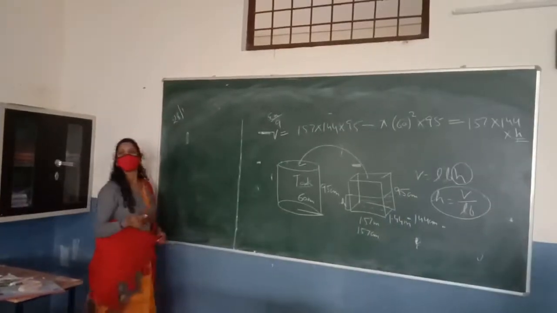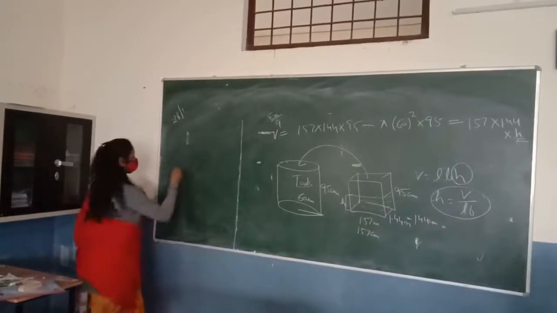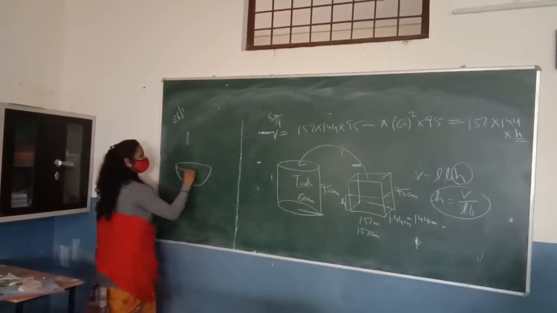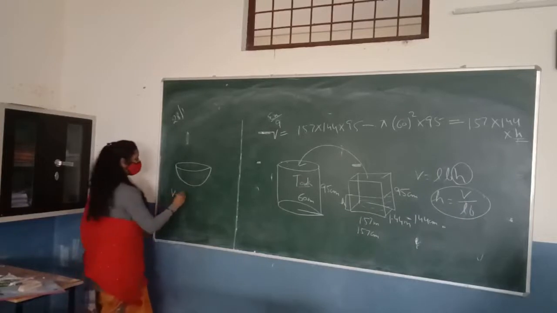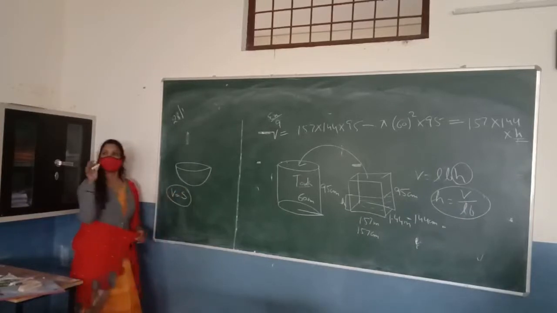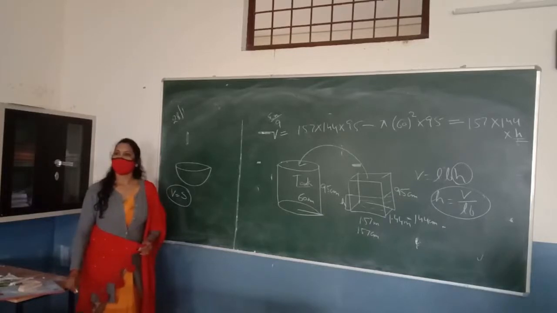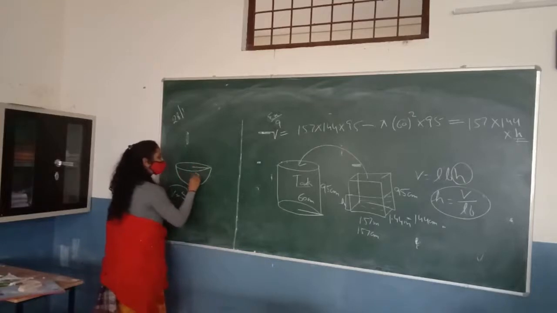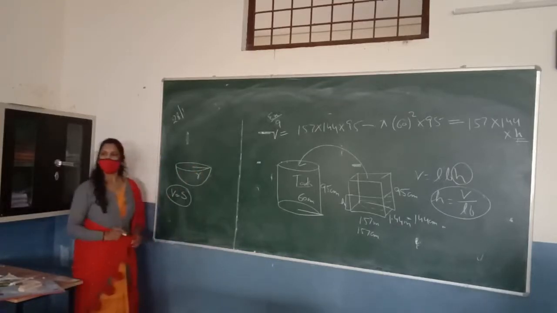Question: the volume and surface area of a solid hemisphere are numerically equal. What is the diameter of the hemisphere? You have to find the diameter of the hemisphere. Suppose the radius of the hemisphere is r. So what should be the volume of this hemisphere?